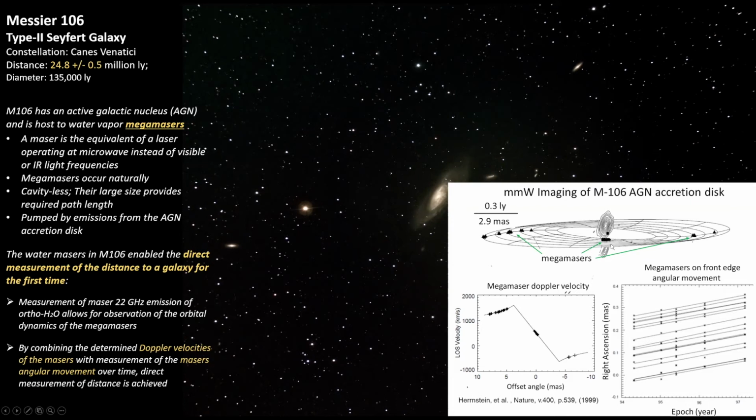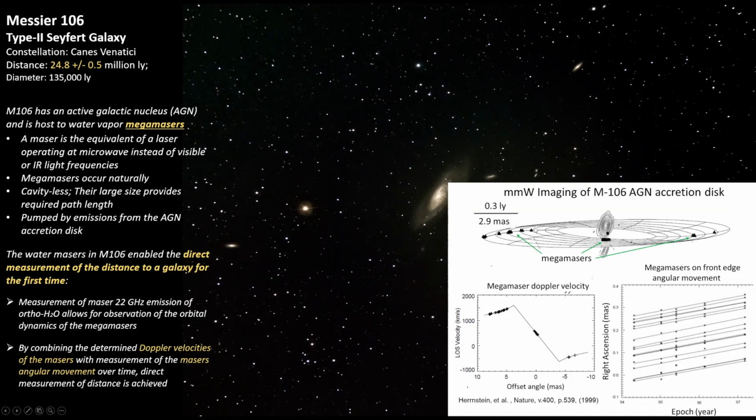Furthermore, the megamasers on the front have a tangential velocity because they're moving across. So you can see over a 3-year time period here, from 1994 to 1997, they can look at these various megamasers on the front, and their right ascension actually moves over the years, so that they can figure out not only the velocity of these megamasers, but also the angular velocity.